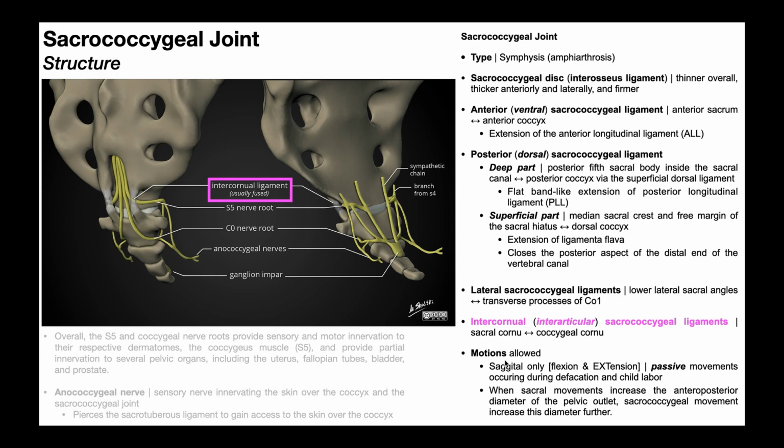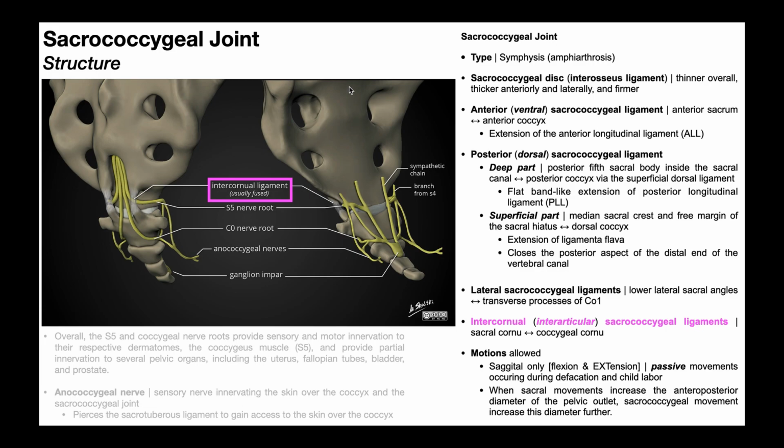And so each of these intercornual sacrococcygeal ligaments connects the corresponding horns or cornu on either side. Now earlier on in this video I mentioned that the sacrococcygeal joint structurally is a symphysis, and so functionally it's an amphiarthrosis, meaning it only allows slight movement. And that slight movement for the coccyx can only occur in the sagittal plane. And that's specifically flexion and extension of the coccyx relative to the sacrum. In general, the vast majority of these movements are passive movements that occur during defecation, childbirth, things like that. And when sacral movements increase the anteroposterior diameter of the pelvic outlet, then sacrococcygeal movement occurs as well to further increase that diameter.